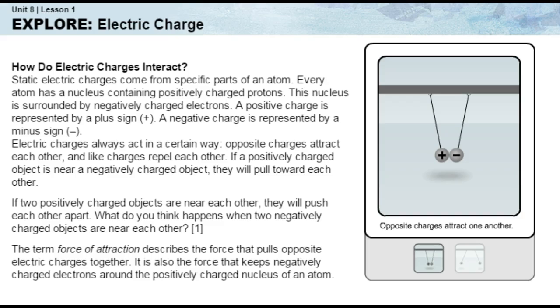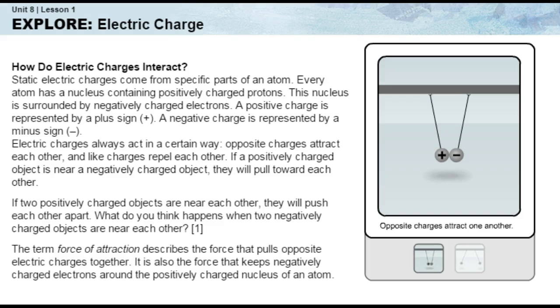Static electric charges come from specific parts of an atom. Every atom has a nucleus containing positively charged protons. This nucleus is surrounded by negatively charged electrons. A positive charge is represented by a plus sign, and a negative charge is represented by a minus sign.